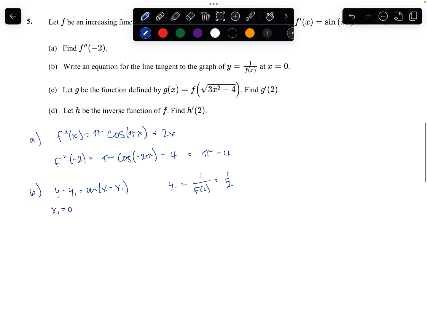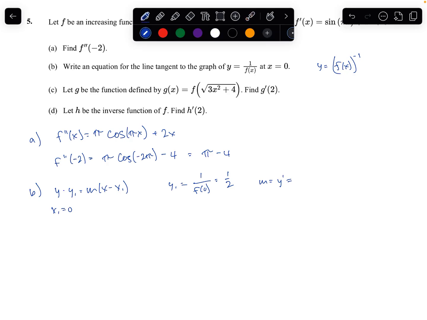And then m is going to be equal to y prime at 0. So let's say y is equal to f of x to the negative 1 power. Now, again, notation: this does not mean inverse. This is actually a negative 1 power. If it were inverse, it'd be placed here. Again, notation's whack. But this is actually an exponent.